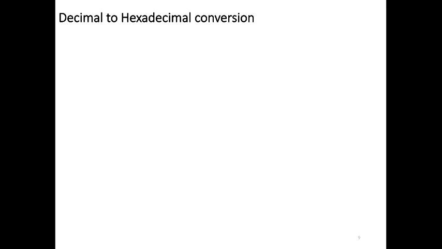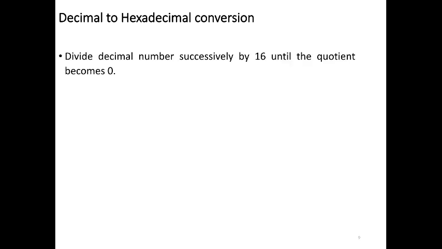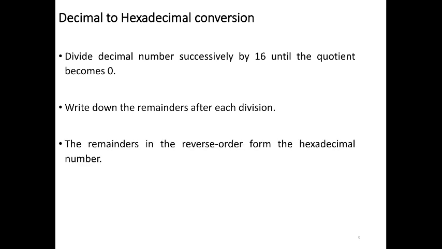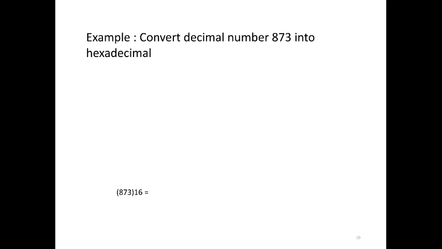Is that fine? So this is: divide the decimal number successively by 16 until the quotient becomes 0. Write down the remainders after each division. Next, write the remainders in reverse order to form the hexadecimal number. Example, see they have given this: convert the decimal number 873 into hexadecimal. So take 873, keep dividing it by 16.